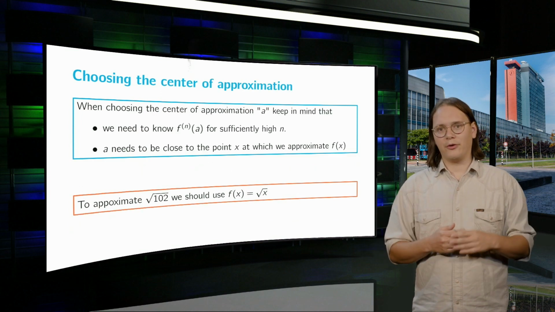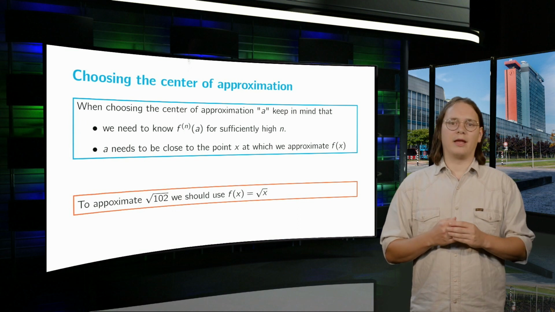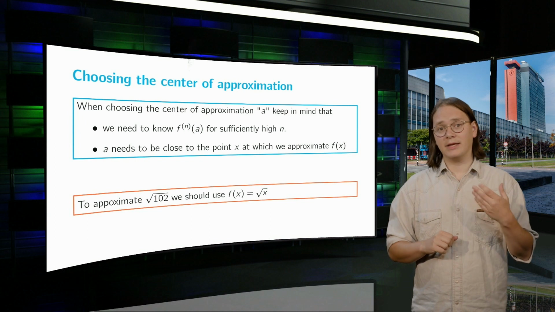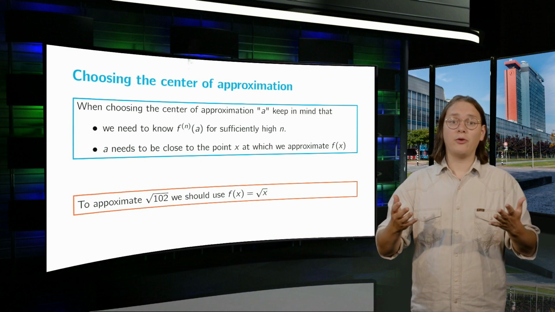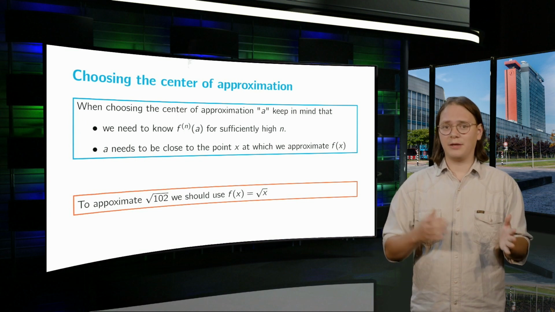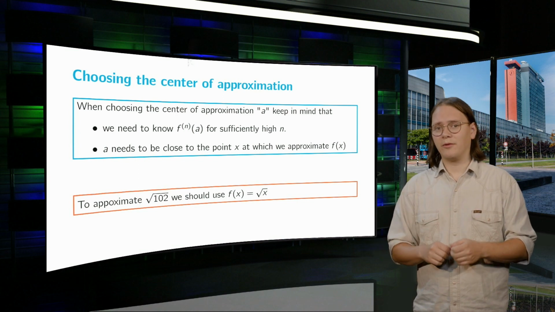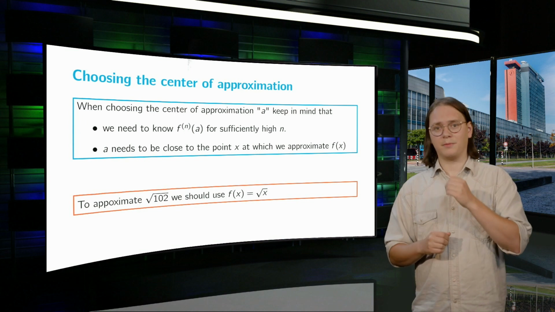To determine the value about which we want to take the Taylor polynomials, we need to keep two things in mind. Firstly, it needs to be a point at which we know the function value, and we know the value of sufficiently many derivatives of the function. Secondly, we need the point to be close to the point where we approximate.